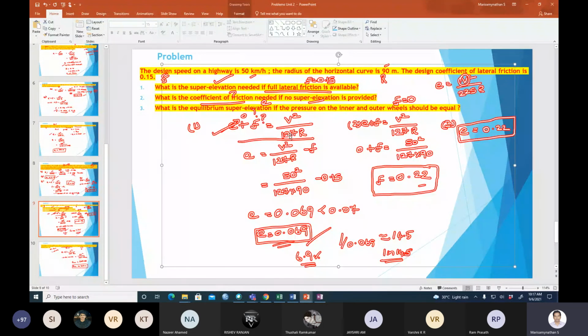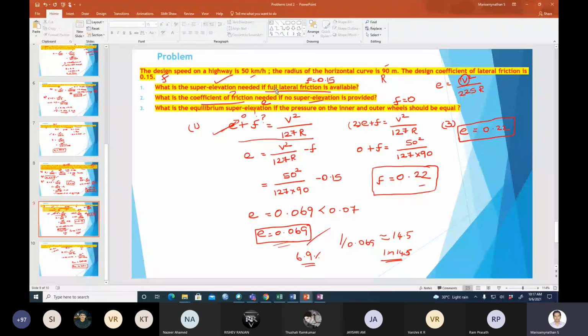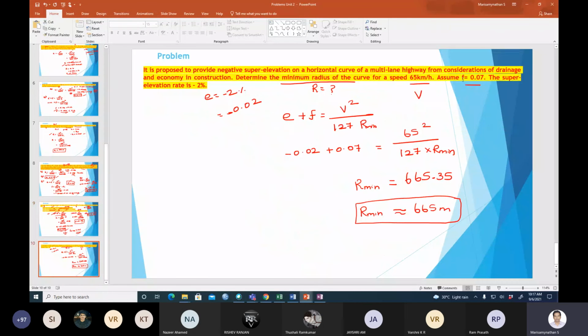But whenever you want to assume a value, they will definitely give some criteria. So full lateral friction is available, or the pressure is equal, or you assume the F value is 0.07. So if the coefficient of friction is defined in the problem, then you have to take this particular equation. If no assumptions or details are given about F, then you assume 75% of the design speed, then you can estimate the E value, then you recheck your F value according to the problem. Okay, sir. Thank you.